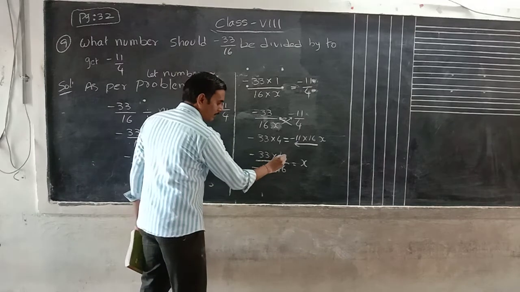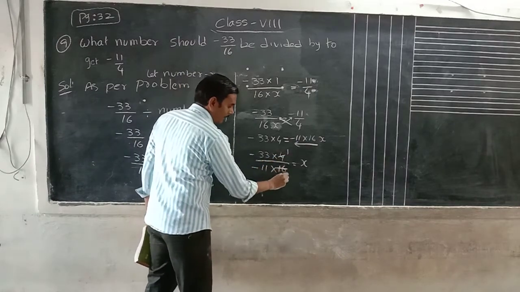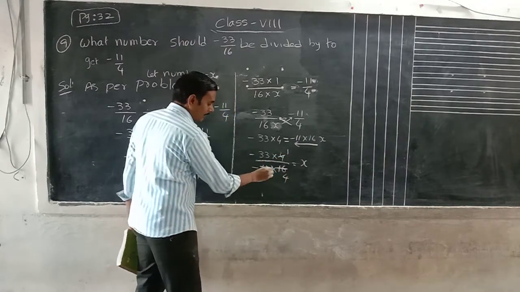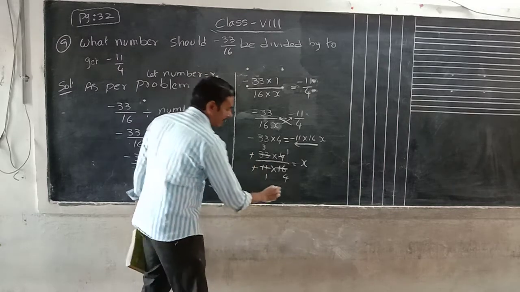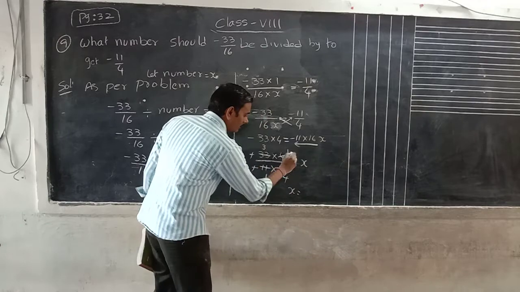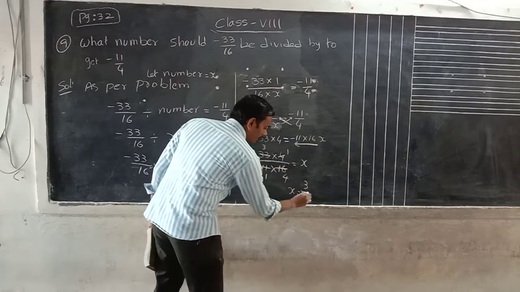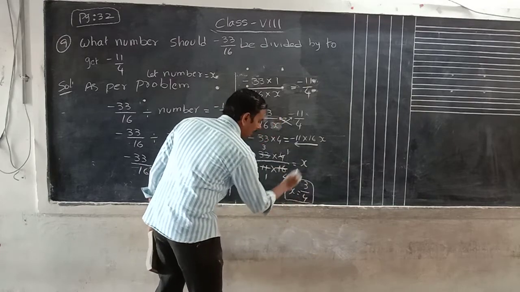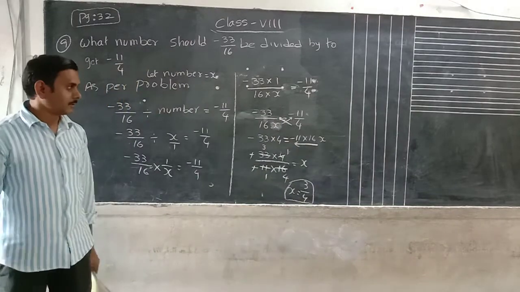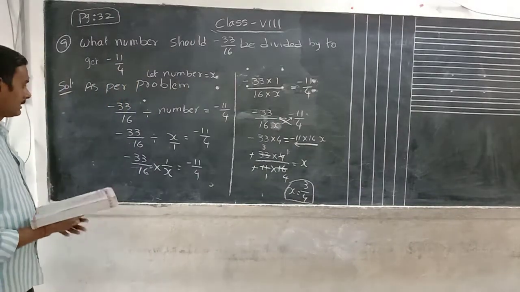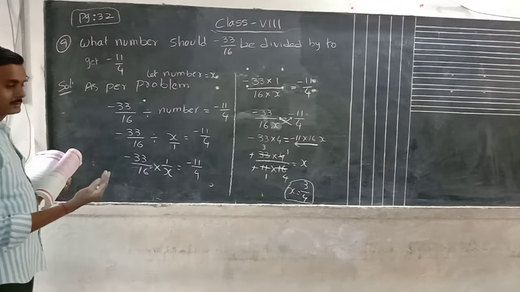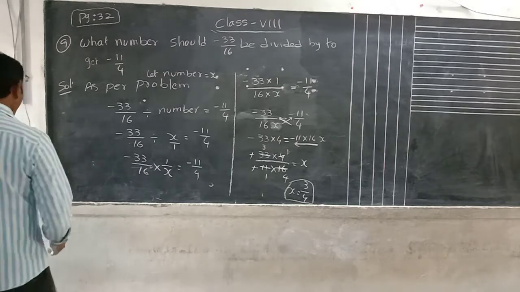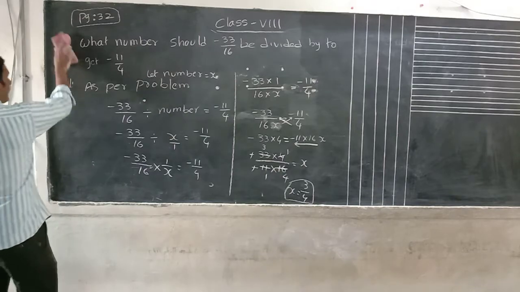Now cancel this one. 4 1s are 4, 4 4s are 16. 11 1s are 11, 11 3s are 33. Minus will cancel. What is the answer here? X equal to 3 into 1, 3. 4 into 1, 4. X equal to 3 by 4. Just moving the terms will be important here. If you know the moving terms, then that will be easy to do. Next, 10th question.